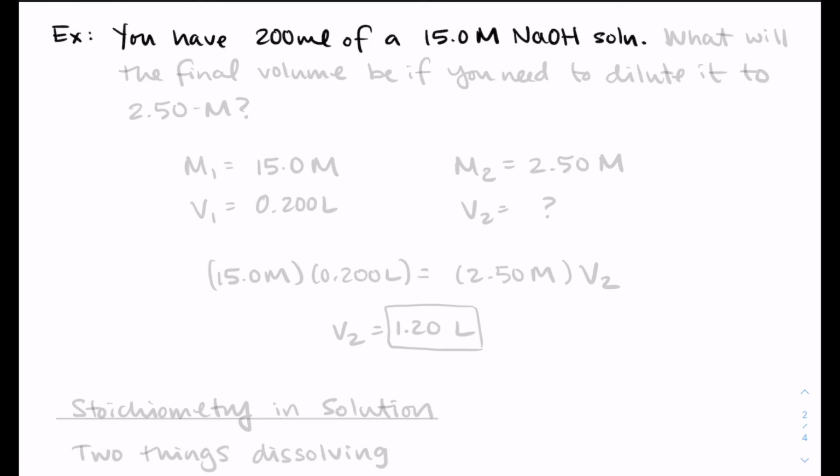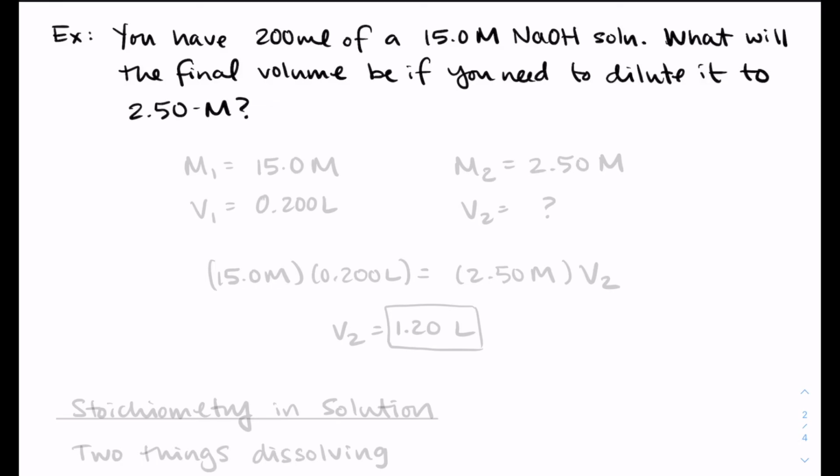So if you have 200 mL of a 15.0 molar sodium hydroxide solution, what would the final volume be if you needed to dilute it to a 2.50 molar solution? So we have a known volume of a high concentration of sodium hydroxide solution. We want to dilute it to a specific concentration. Let's find out what the final volume would be.